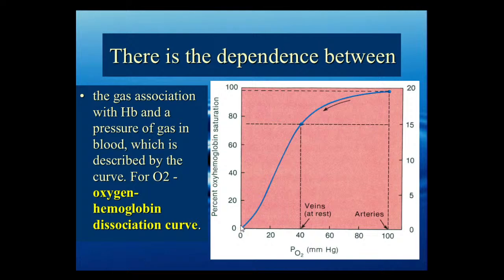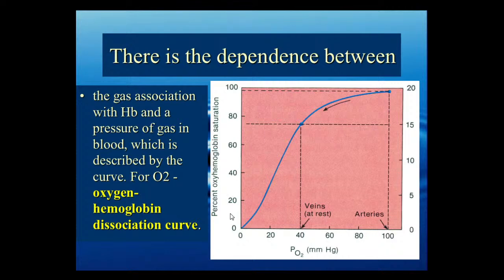The curve describes the dependence between partial pressure of oxygen in lungs and the percent of hemoglobin, oxyhemoglobin, percent oxyhemoglobin saturation. This curve we name the oxygen hemoglobin dissociation curve. This curve describes processes which occur in lungs. It's the part of this curve where we have the highest partial pressure of oxygen, partial tension of oxygen in arteries, approximately 100 millimeters of mercury.